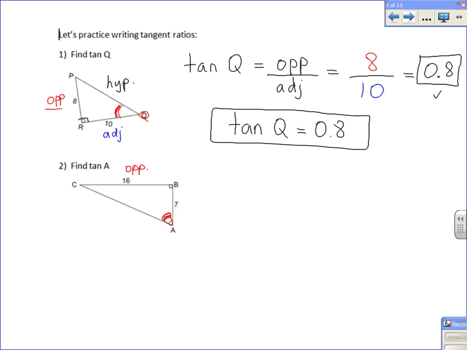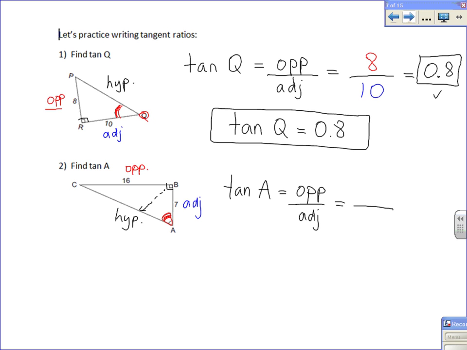I can also label my hypotenuse right away because I see there is my 90-degree angle. So my hypotenuse is always right across from that 90-degree angle. And the leftover side is going to be the adjacent side, right over here, and it's equal to 7. So the tan of A, use your ratio. The tan of A is equal to the opposite over the adjacent side.